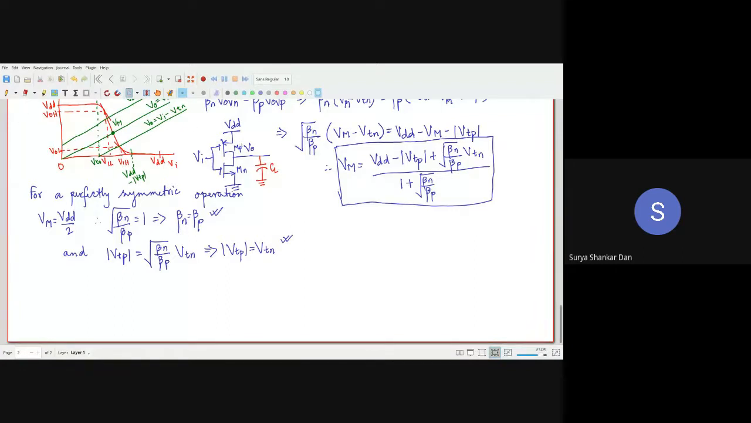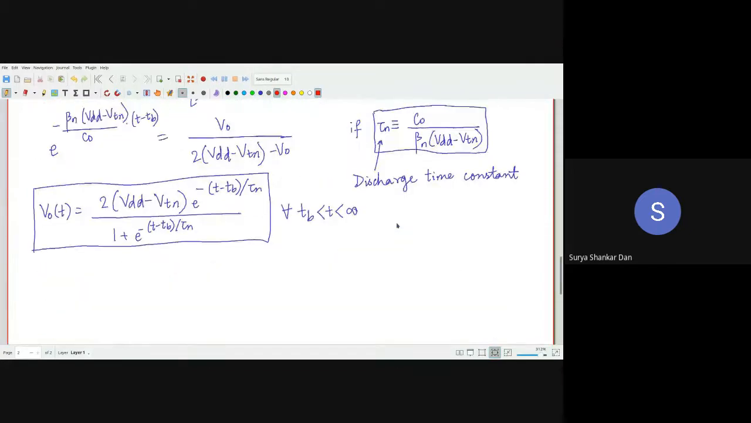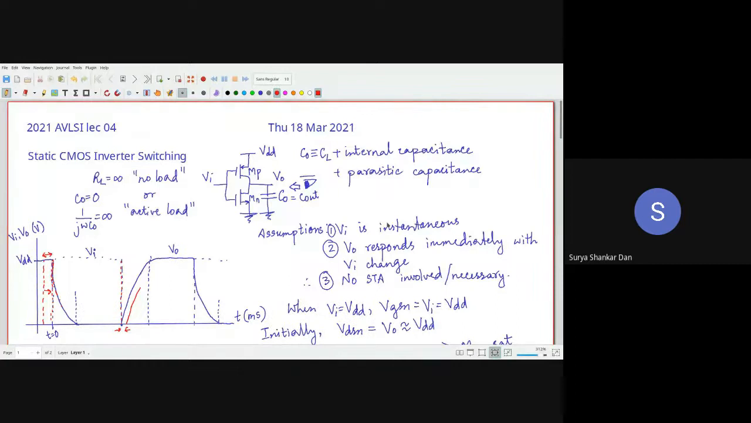Okay, now let us proceed. Now that we have understood the importance of the load, I'll consider the total output capacitance, so CO will be equal to CL plus C parasitics. The parasitic capacitance will be a topic of some of the lectures later on. As of now, we will just consider that the capacitance which you are able to see from the output node is CO, equal to Cout. That is, CO will be equal to CL plus internal capacitance plus parasitic capacitance. So this is what I had explained. RL equal to infinity is no load for analog. CO equal to zero is no load for digital.